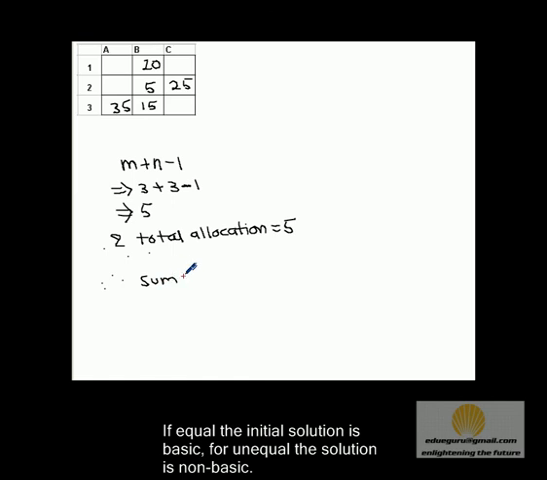So we'll take on the optimal solution a little later in our class. Once we are familiar with the initial solution, we'll take the optimal solution.